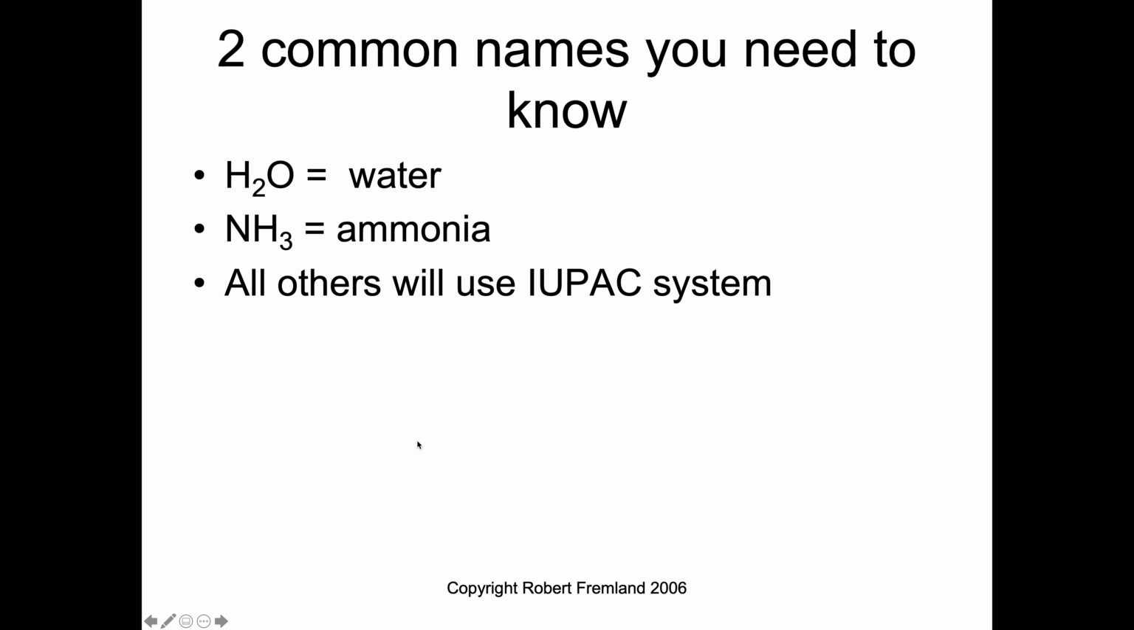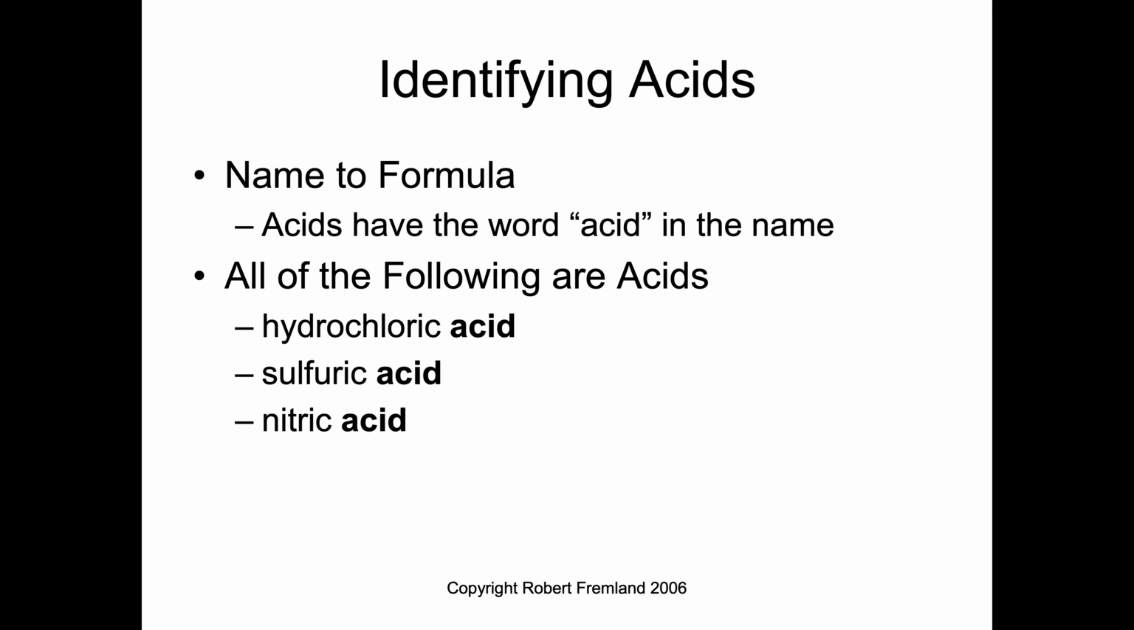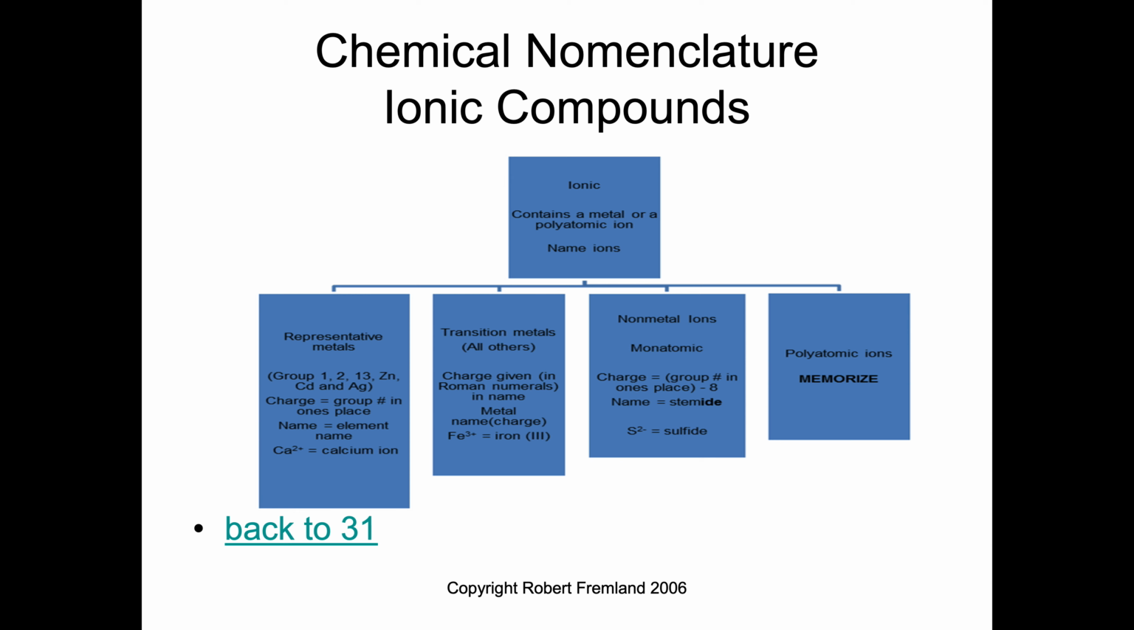So, if you remember what we did last time, we are now back up to here. This is about determining formulas of ionic compounds. This part of the flow chart is ionic compounds. So we determined a compound is ionic. How do we come up with the formula?